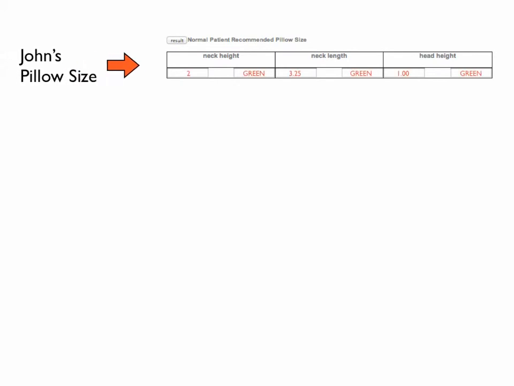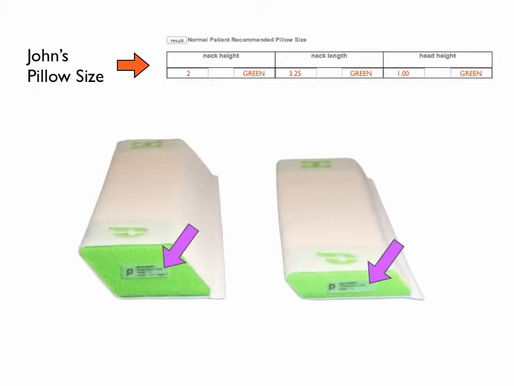This is John's pillow size. His neck insert is 2 inches high and 3.25 inches long, and the color is green. His head insert is 1 inch high, and the color is also green. On the side of all inserts, you'll find a label indicating the insert size and color. We will select John's insert sizes according to the results.